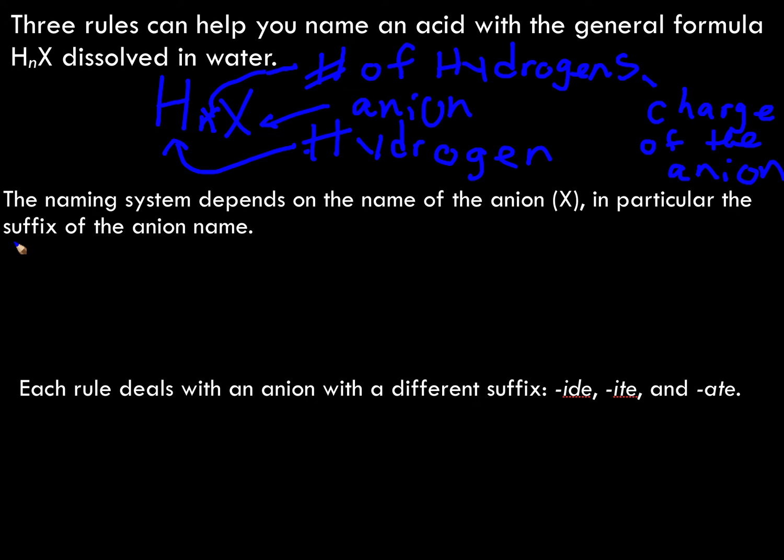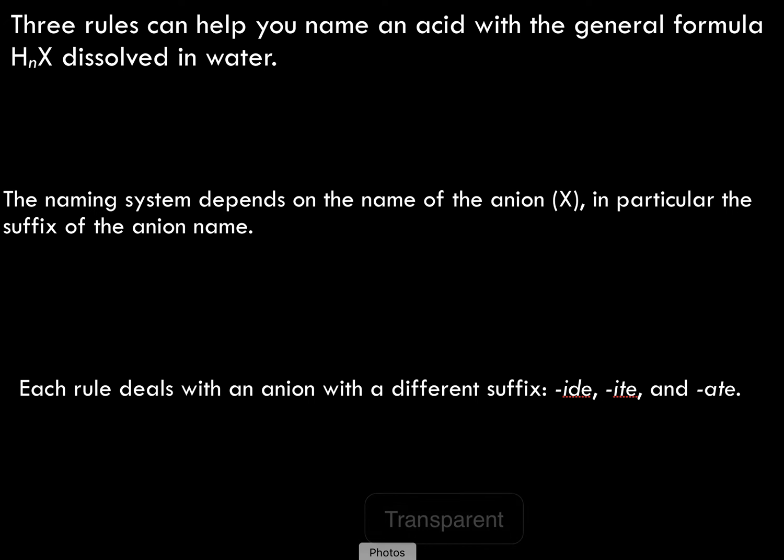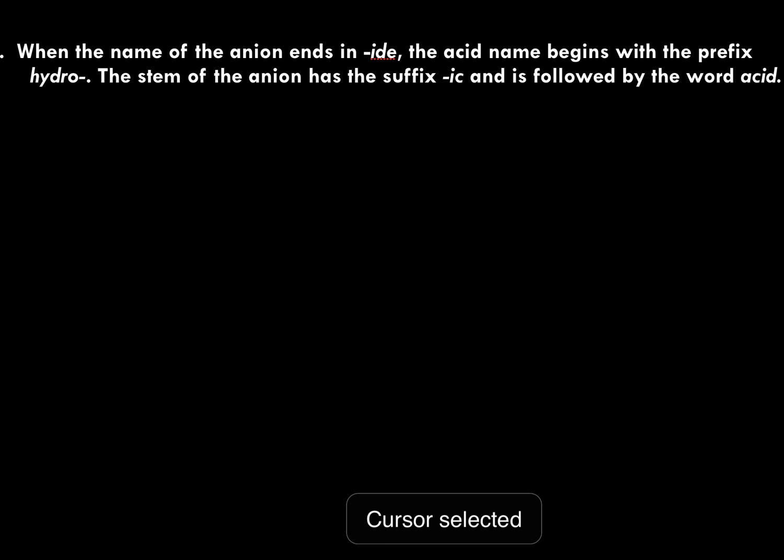So the naming system depends on the name of the anion X, in particular the suffix of the anion name. Each rule deals with an anion with a different suffix, IDE, ITE, and ATE. So the first rule: when the name of the anion ends in IDE, the acid name begins with the prefix hydro. The stem of the anion has the suffix IC and is followed by the word acid.